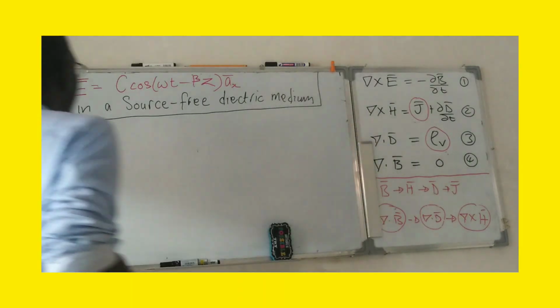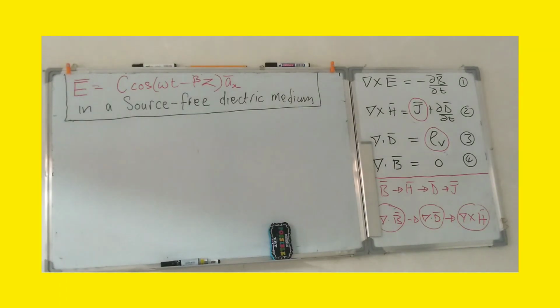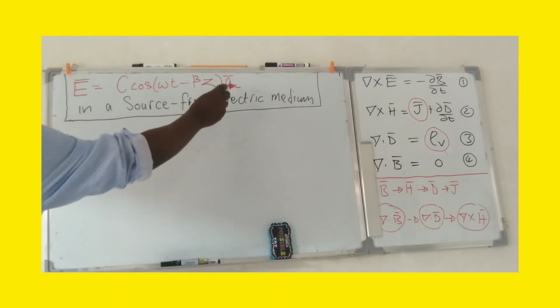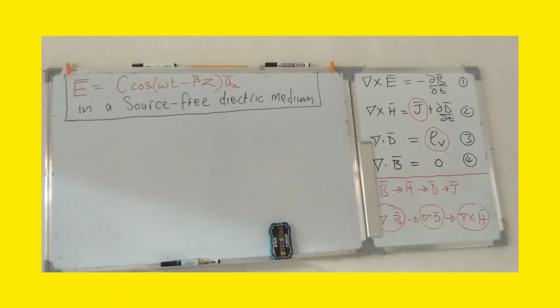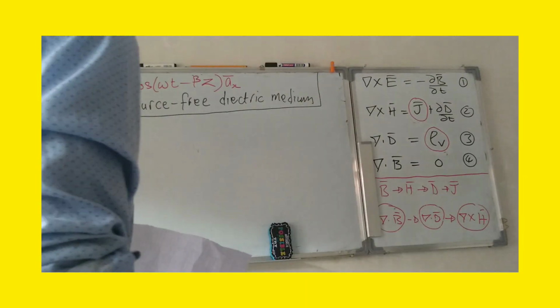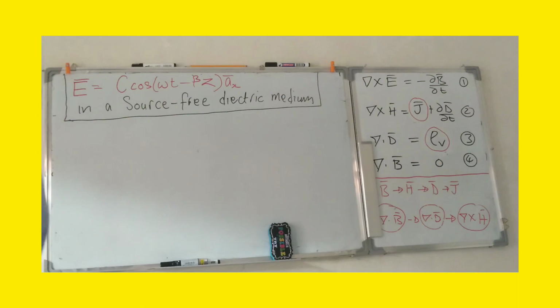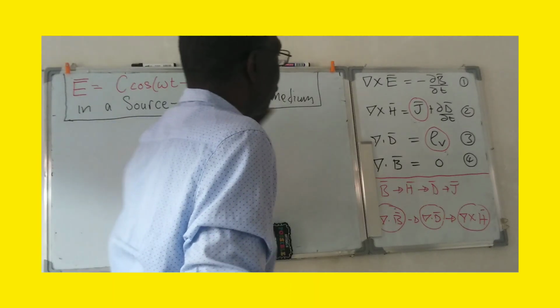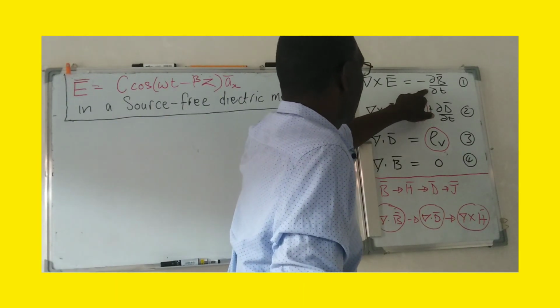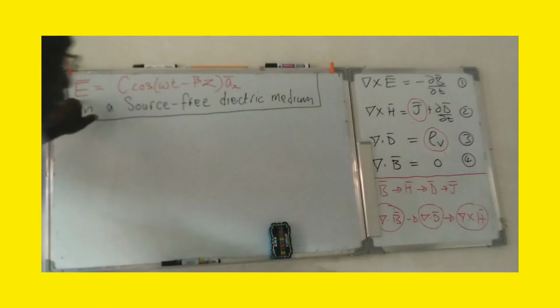Now, when we look at the electric field intensity itself, it's only got one component, which is in the x direction. Secondly, it's a time-varying electric field intensity. And whenever we have a time-varying electric field intensity, there is always a time-varying magnetic flux density associated with it.